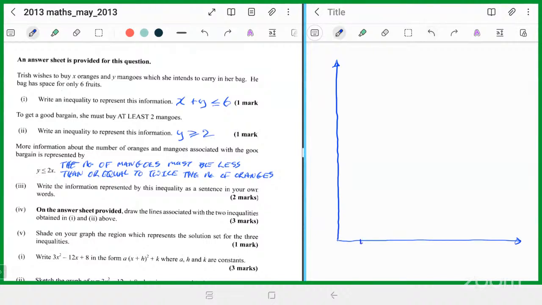Let's go. 1, 2, 3, 4, 5. 1, 2, 3, 4, 5. Something more than this, and y to x. 1, 2, 3, 4. 1, 2, 3, 4.